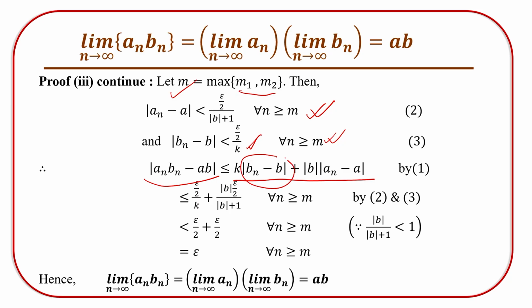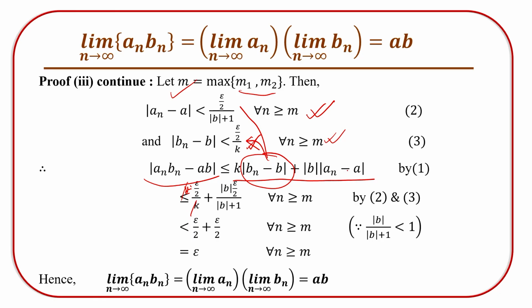|b_n - b| is already given as epsilon by 2k. Putting this value here, the k cancels out, so this is k into this, and it cancels out here.